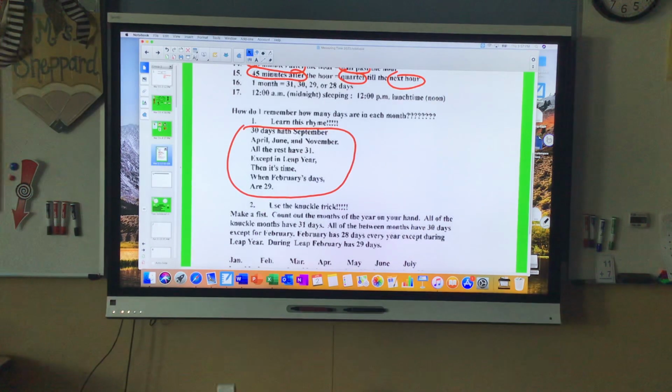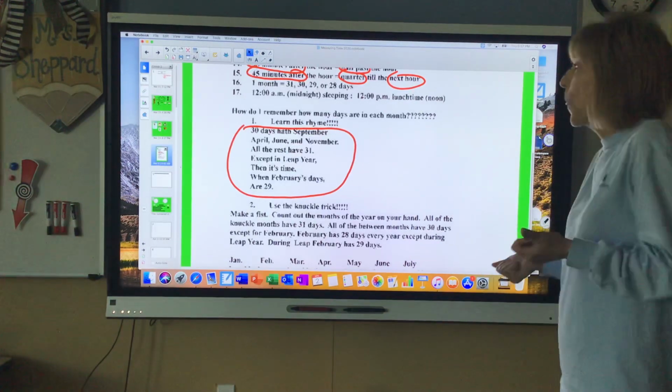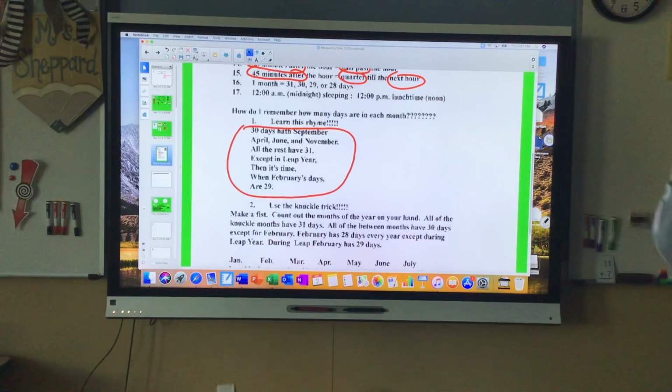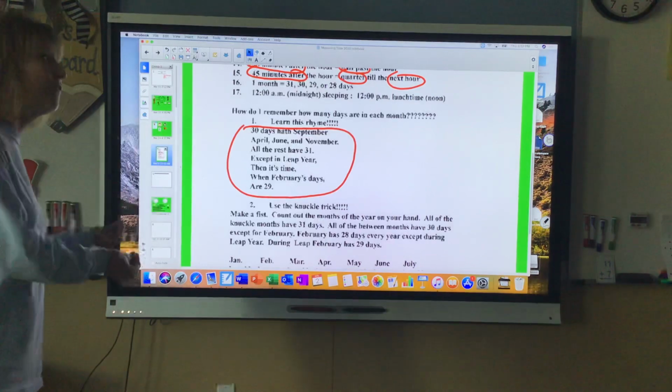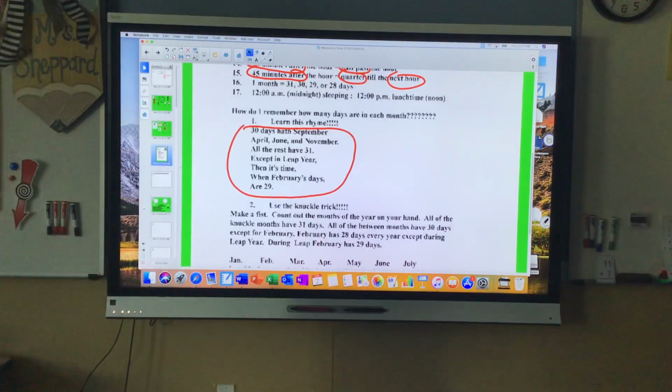I actually learned this when I was probably about first, second, or third grade, and it stuck in my brain, and this helps me remember how many days are in each month. Believe it or not, I know some grown-ups who sometimes still get tricked by which months have 30, which months have 31. So this is a resource to help us remember.